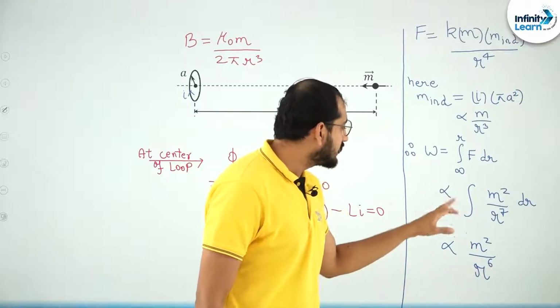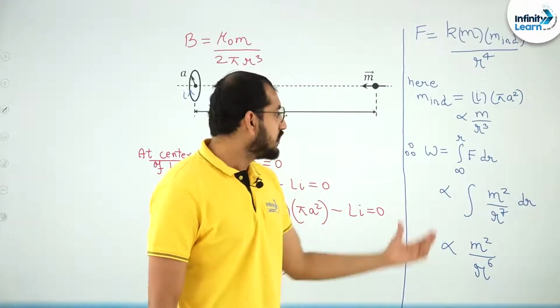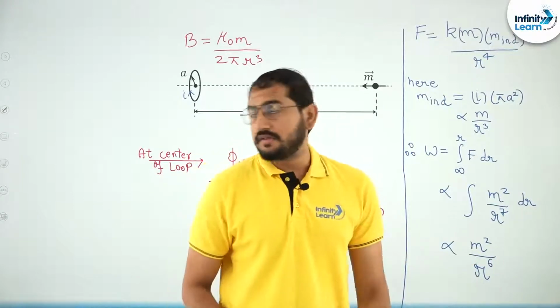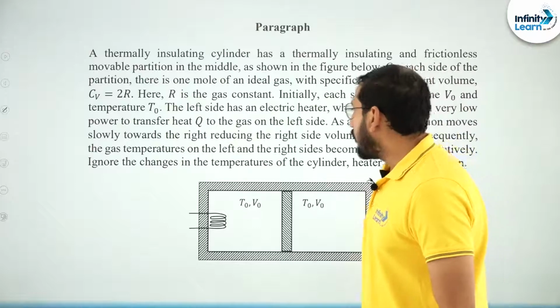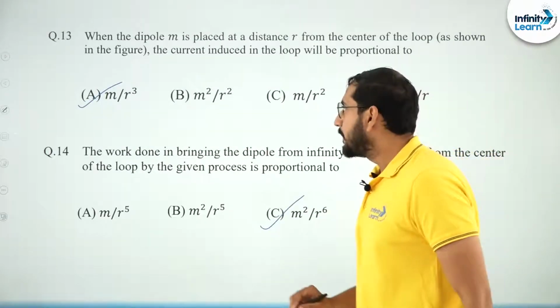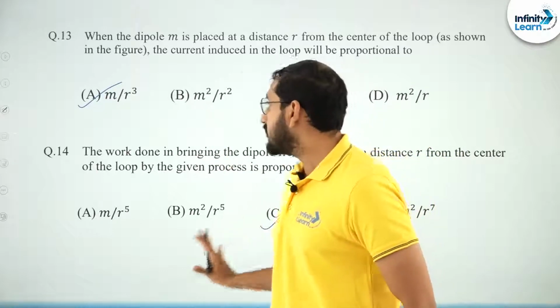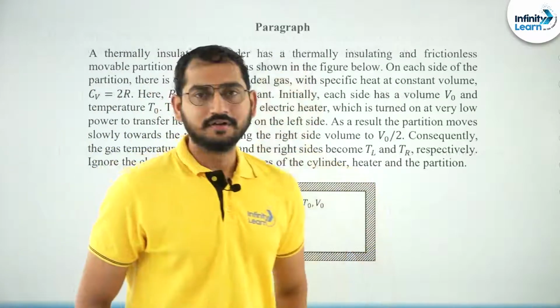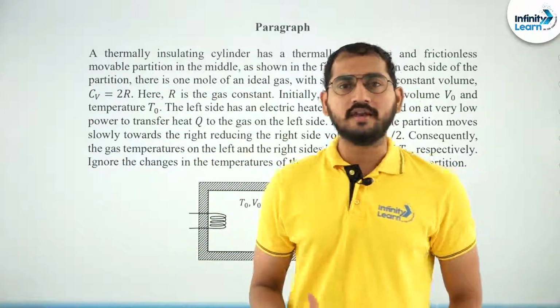I have removed all the constants which are appearing over here. So the work done will be proportional to m square by r to the power 6. If I check my options over here, then I can see that m square r power 6, option C, is matching. So option A and option C will be the answer for this passage. Thank you. So students, moving on to our next question.